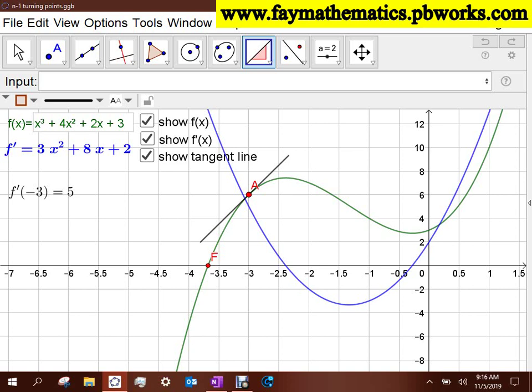Now, let's think about this. Where does that slope, which is this number right here, where does that slope start to become 0?